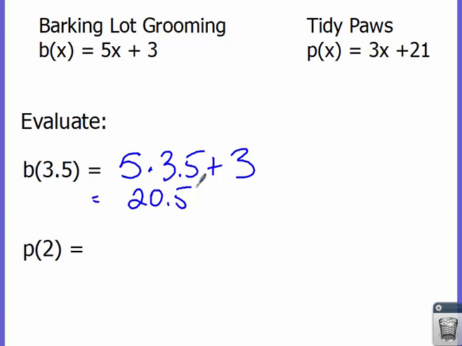and I believe it gives me 20.5. Okay, but if we know that we're dealing with money here, we're looking at how much it is going to cost. This is actually $20.50, and that would be the correct way of writing it.